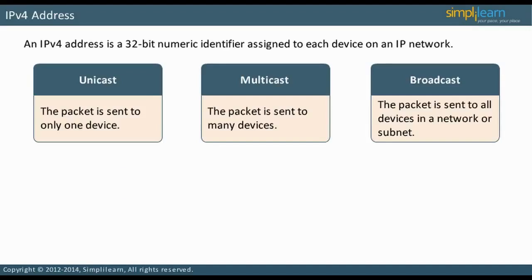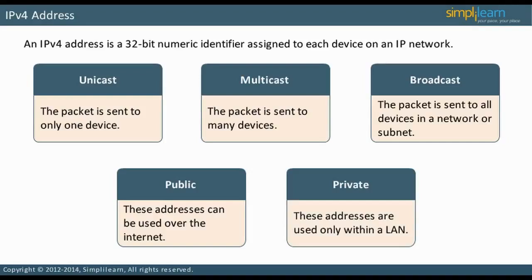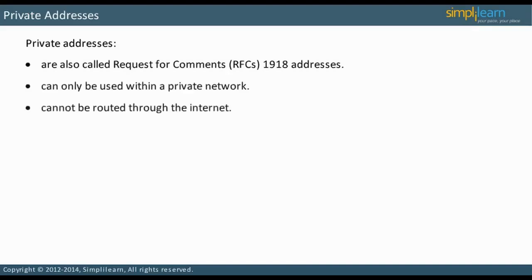IPv4 addresses can also be split into public and private addresses. Public addresses are those that can be used over the Internet. Private addresses are used only within a local area network, LAN. Let us find out more about private addresses in the next slide. Private addresses are also called Request for Comments RFC 1918 addresses because it is the name of the standards document that defines them. They can only be used within a private network and cannot be routed through the Internet. Therefore, they are also called unroutable addresses.